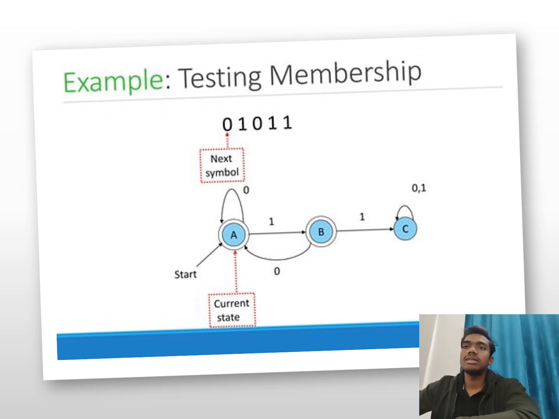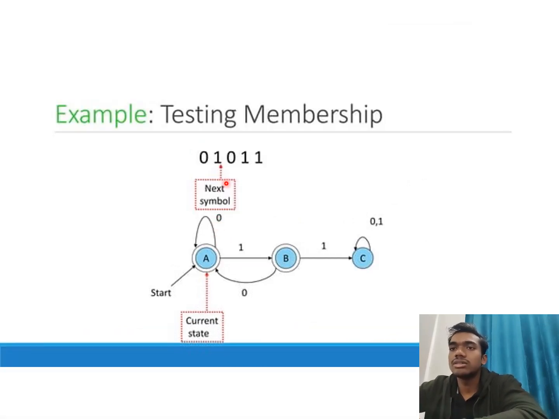Now we'll be seeing testing membership. So basically in this, as we can see, as 0 is coming, it's in the start state. Basically this is the current state, that is the start state. So as soon as 0 comes, it will be again rotating to A itself, as we can see with the arrow. See, it has rotated. So now the next symbol which is going to come is 1. So now it's currently on A.